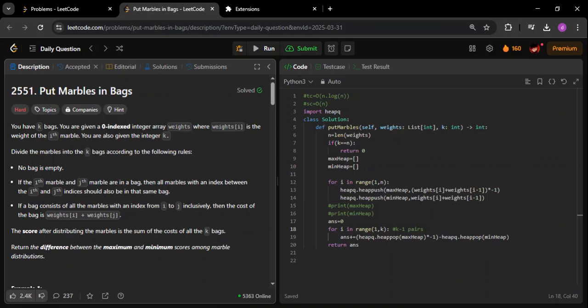Today we are at the last day for the March Daily LeetCode Challenge. I hope you have enjoyed the questions we have seen in March, and this is going to be the last question. If you solve this question, you'll get the badge.